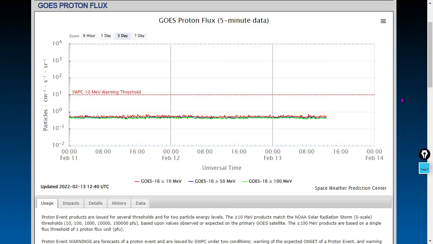And we haven't seen any relativistic particles from any of those solar flares yet. No relativistic particles showing up yet. So there is a coronal mass ejection headed this way. We'll get to it here in a moment.